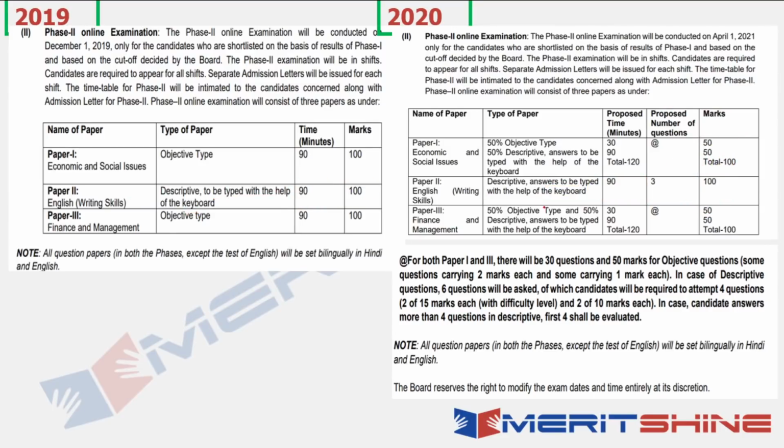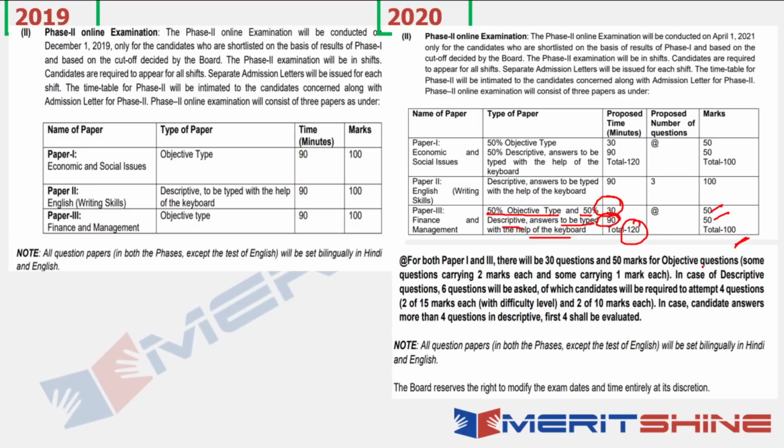Now, the next one, that is paper 3, finance and management. Now, look at finance and management. A considerable change here also, just like ESI: 50% objective questions and 50% descriptive questions, with answers to be typed with the help of the keyboard. 30 minutes, 90 minutes, just like ESI, 120 minutes total, 2 hours, 50 marks, total 100 marks, right?